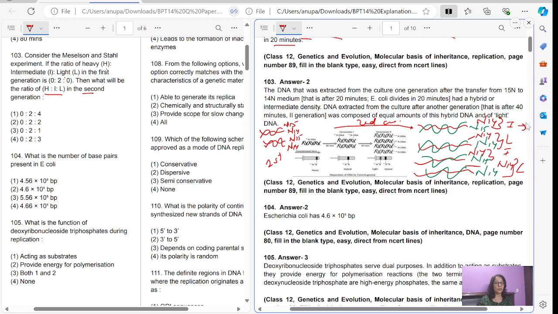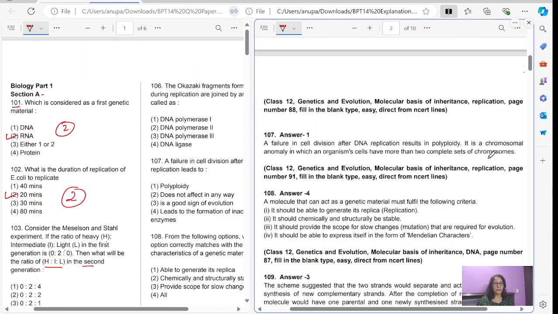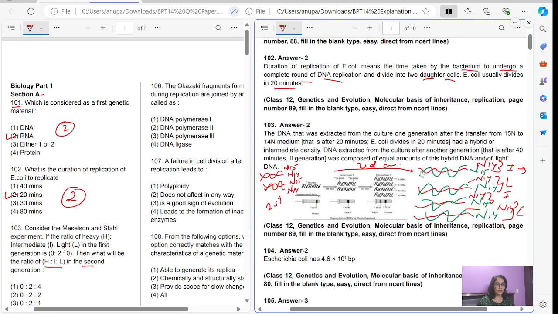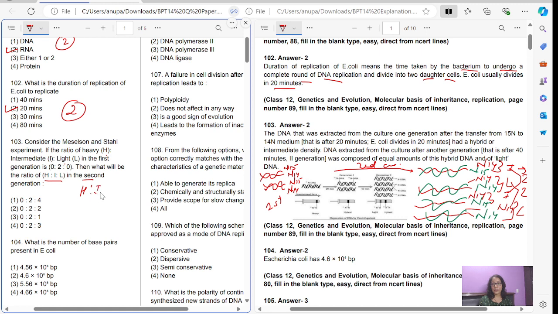Means we have two intermediate types and two light types. You can see these two are intermediate types and two are light types, whereas we don't have any heavy type. So the ratio of heavy to intermediate to light will be, we have 0 heavy type, but we have 2 intermediate type and we have 2 light type. So answer will be 0:2:2. Option number 2. So answer for this question will be option number 2.